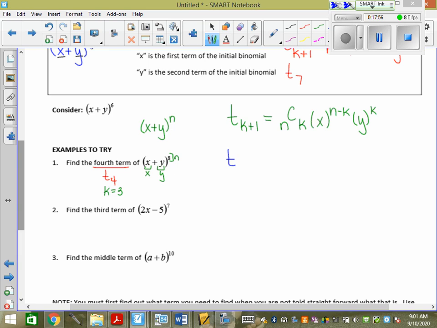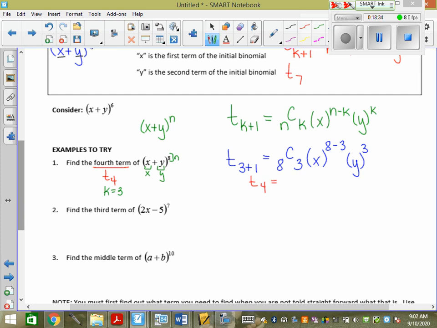So I'm going to go T of 3 plus 1, because that's what k is, equals, n is 8, choose k is 3, x is x so it stays the same, n is 8 minus k is 3, y is y, k is 3. I'm literally just filling in for all the variables. Does that make sense? So the formula looks overwhelming, but it's really not. Now I'm going to simplify it down though. 3 plus 1 is actually T4.